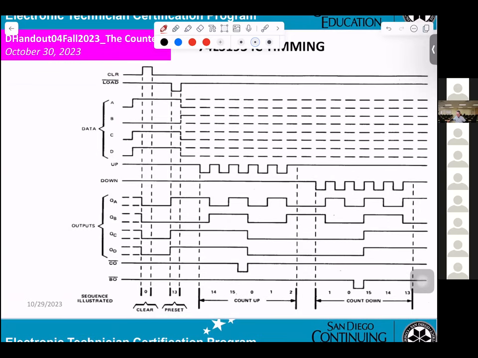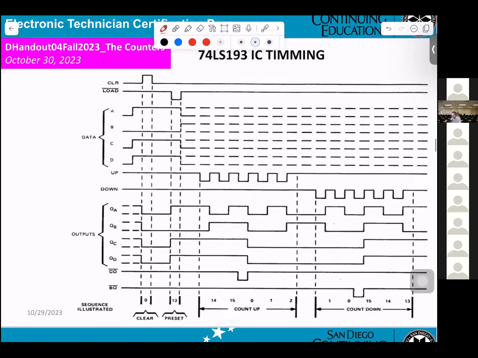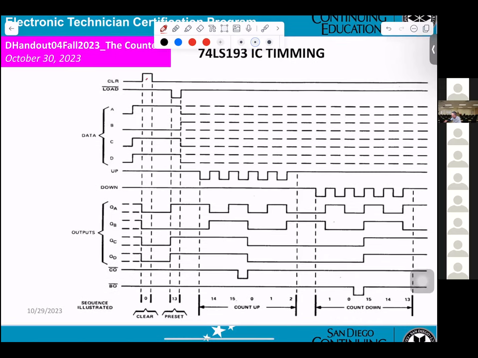So now, this is the timing. Okay? You have to understand the timing here. First thing you're looking at, input clear, right here. Clear going up. That means logic one. Okay, what happened? Clear, that means on the output have to be zero.